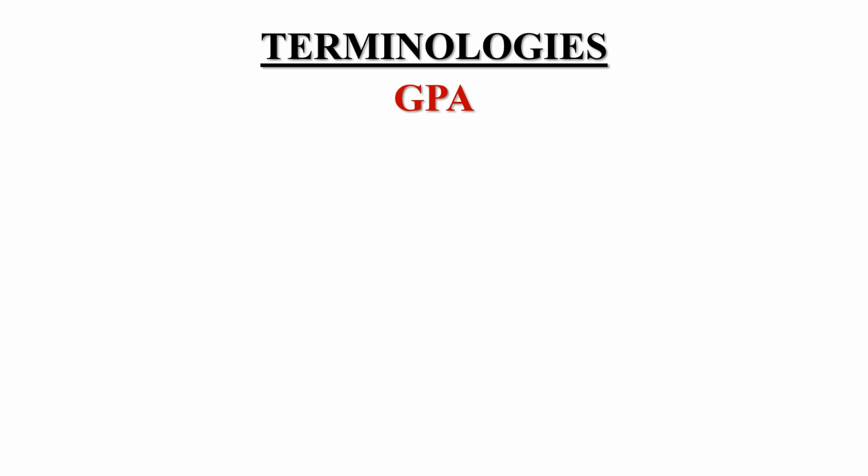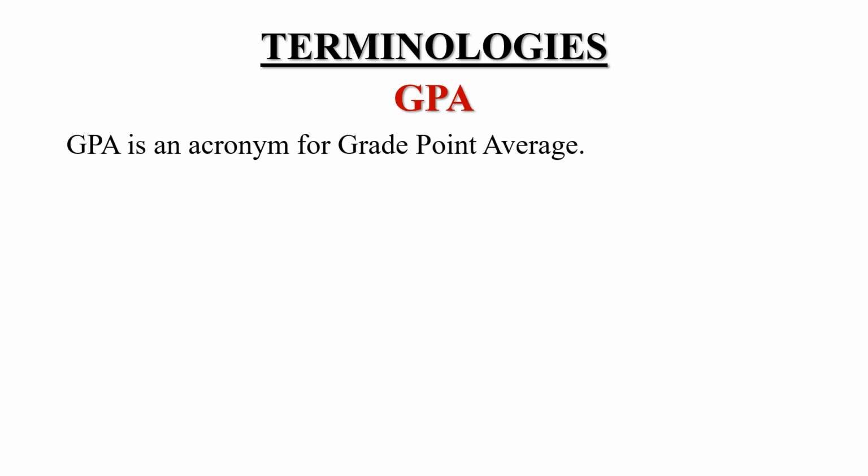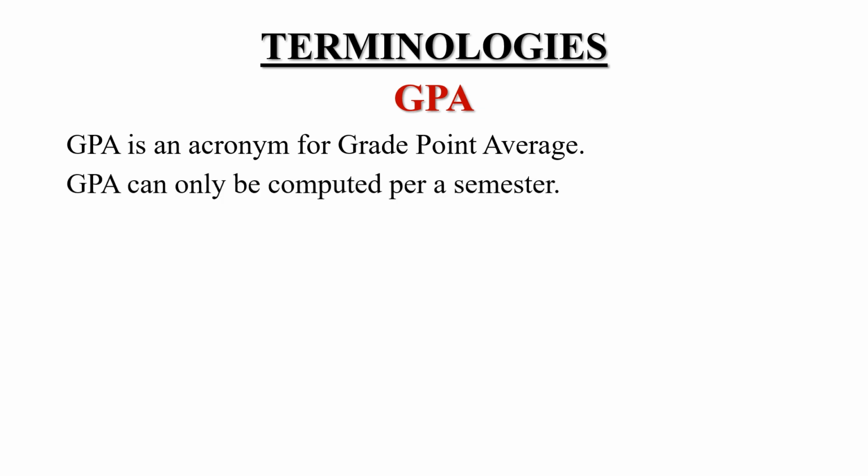And so to our next terminology, we have GPA. When we say GPA, it's an acronym for Grade Point Average. Now, GPA can only be computed per semester. This means that GPA is done on a semester basis. So within our years on campus, we'll be spending 8 semesters, and the result that we get in each semester becomes our GPA.